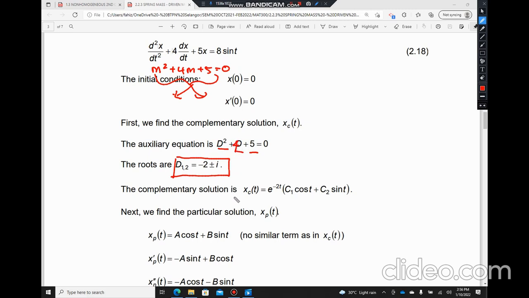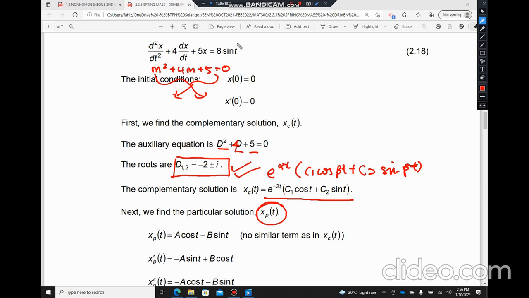The complementary solution is, okay, so kita akan dapat this complementary solution sebab kita gunakan e^(αt)(C1 cos βt + C2 sin βt), since dia adalah imaginary roots. Okay, next we find the particular solution XP. XP kita nak cari yang sebelah kanan.